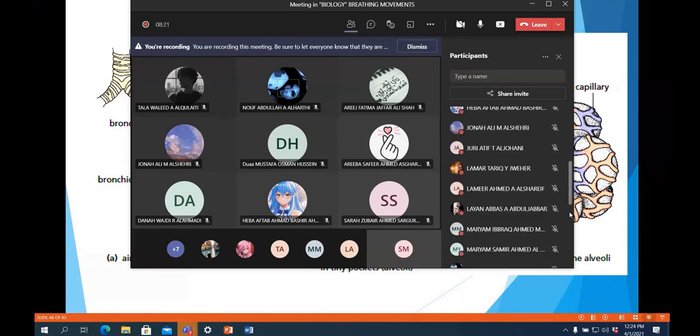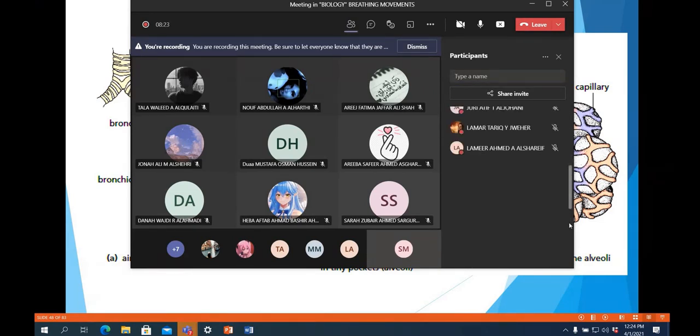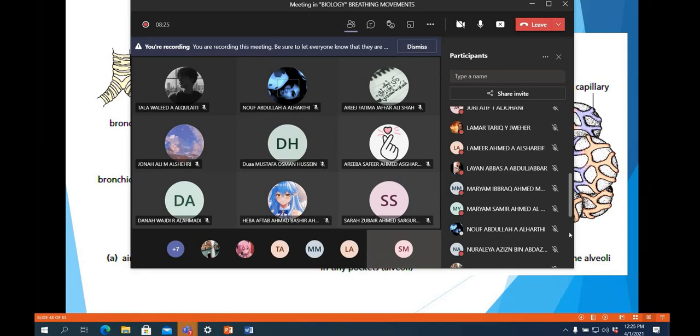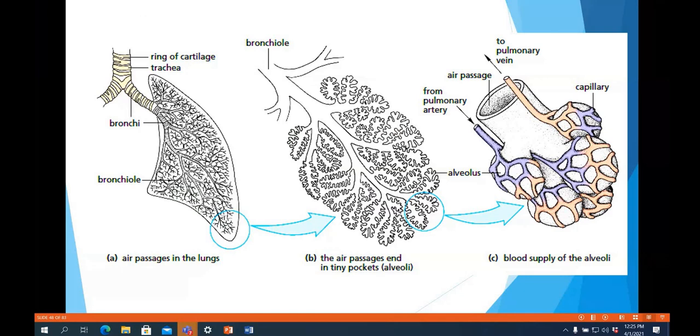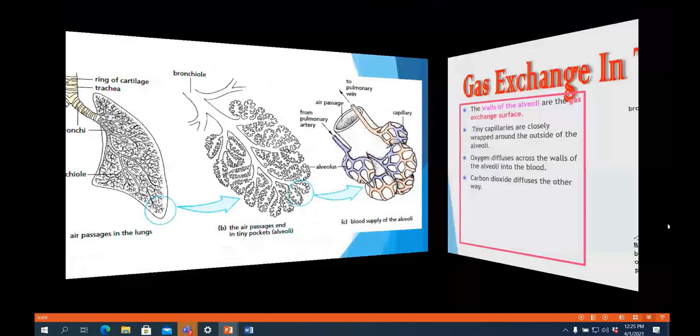Thank you so much. Who can explain this picture, ladies? What's going on here? Again, you can see the microscopic structure of the lungs where alveoli are present and how the gas exchange takes place in the alveoli.